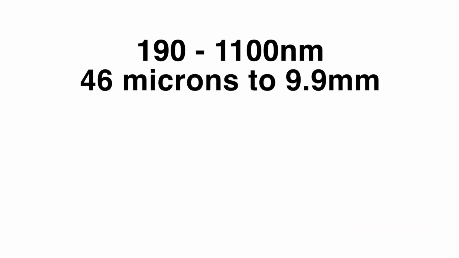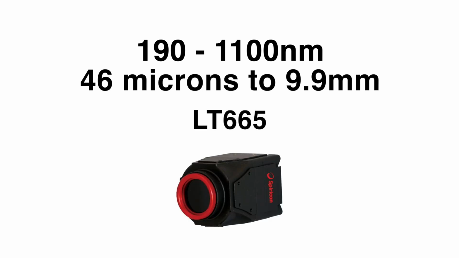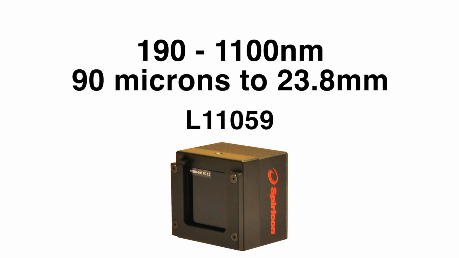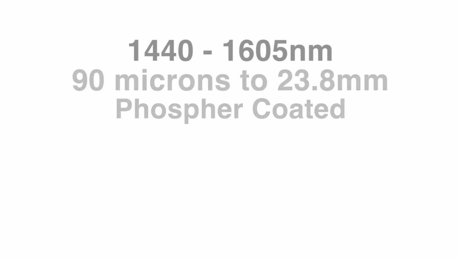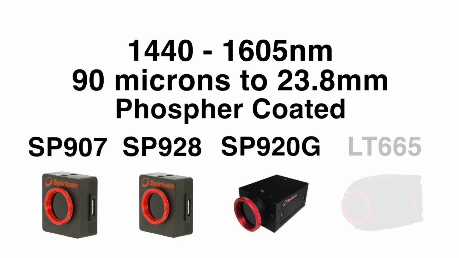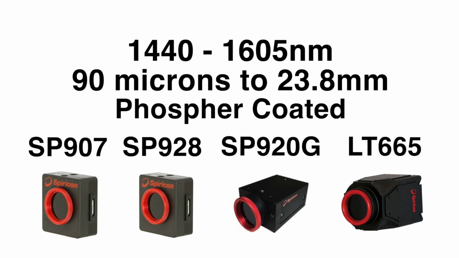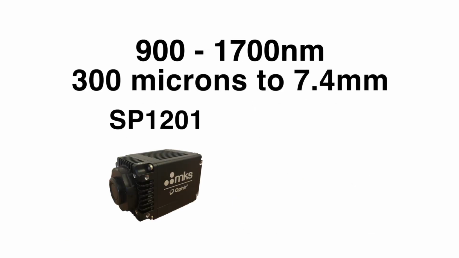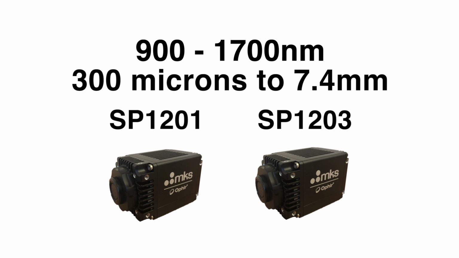For larger beam sizes, 46 microns to 9.9 millimeters, use the LT665 camera. For beams from 90 microns to 23.8 millimeters, use the L11059 camera. The phosphor-coated SP907, 928, 920G, and LT665 are also available in the 1440 to 1605 nanometer range. The NGOS camera measures beams from 900 to 1700 nanometers, with beam sizes from 300 microns to 7.4 millimeters.